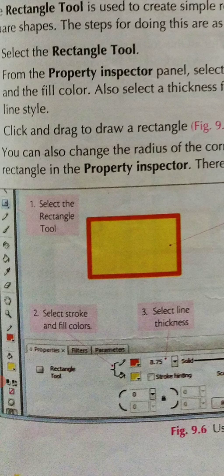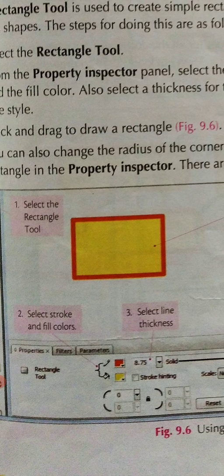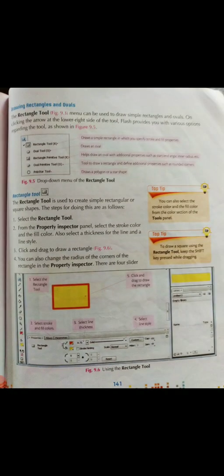In there you see number 1, select the rectangle tool. Then number 2, you see select stroke and fill colors. Arrow is given there. You can say which color you want for your stroke and fills. Then again you see number 3 in your diagram, that is for select line thickness. Have you seen that number? Sorry, it is about the thickness of your line. Clear, students?